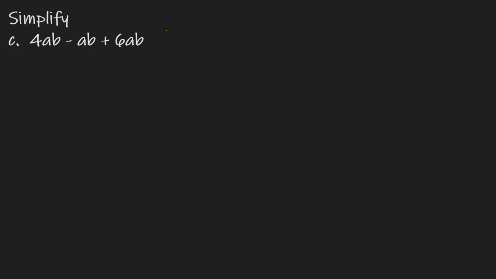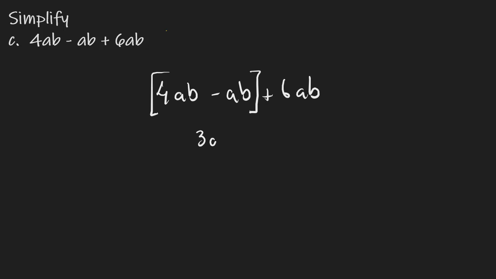Right, so here we have 4ab minus ab plus 6ab. All of the terms are similar, so we're just going to work them out. So we have 4ab minus ab plus 6ab. Alright, we can group the first two to simplify our calculation. 4ab minus ab, that is 3ab. Bring down our plus 6ab, that will give us 9ab.